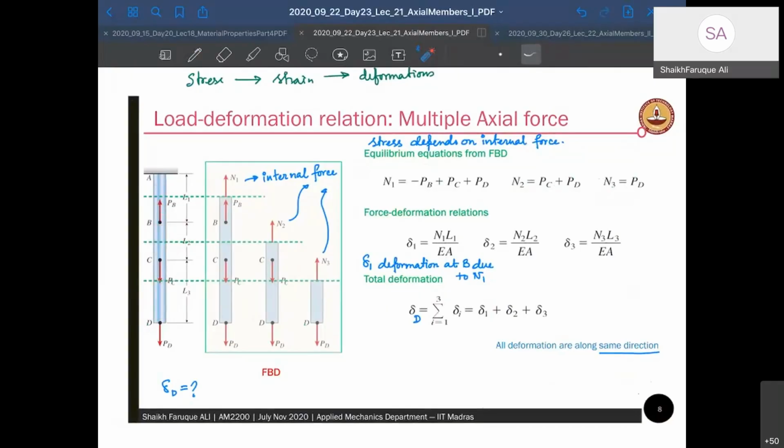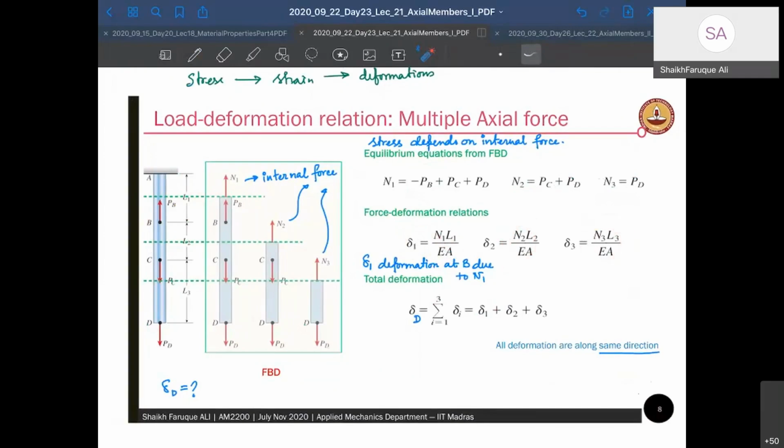So let us find what is the delta 1 deflection. Delta 1 deflection is due to N1. This is my delta 1 deflection. This is L1, and it will be related to N1 L1 by EA. Remember that PL by EA. So N1 L1 by EA is my delta 1. Delta 2 is N2 L2 by EA, and delta 3 is similarly N3 L3 by EA.